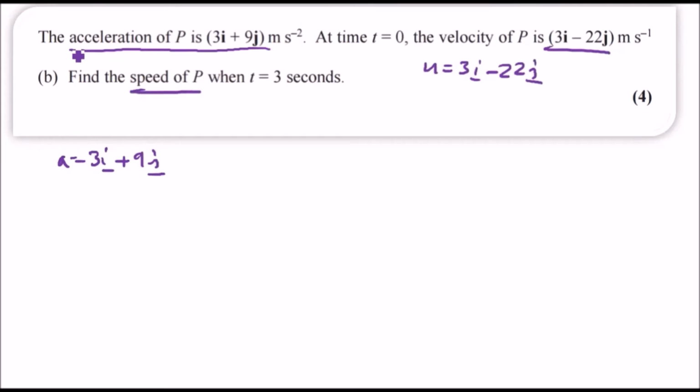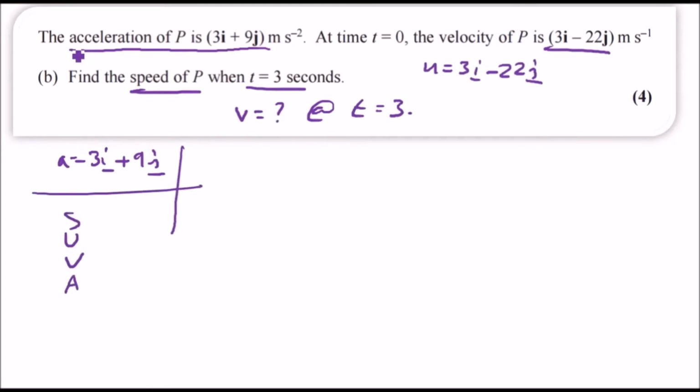Find the speed of p when t equals 3. So, you know, this is actually pretty straightforward. We want to find the speeds. In other words, we want to find the magnitude of the velocity v at t equals 3. So really and truly, we just need a SUVAT equation. So just using SUVAT for a second, just underline what we need.